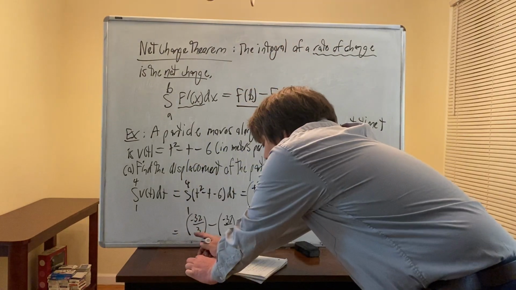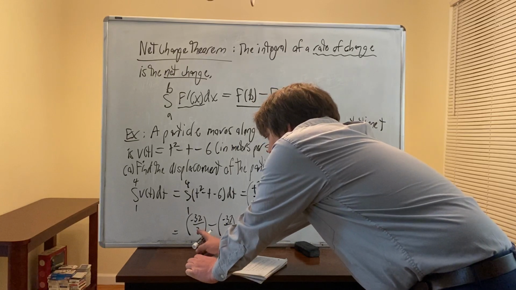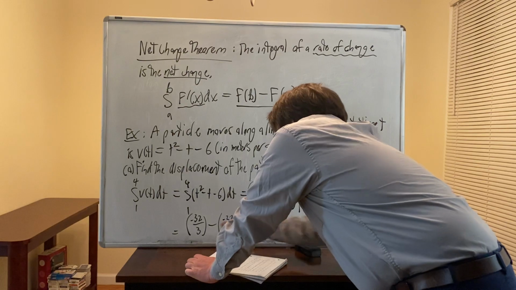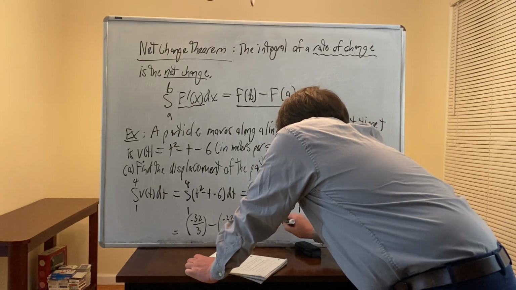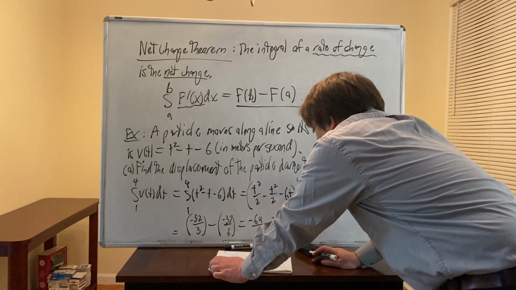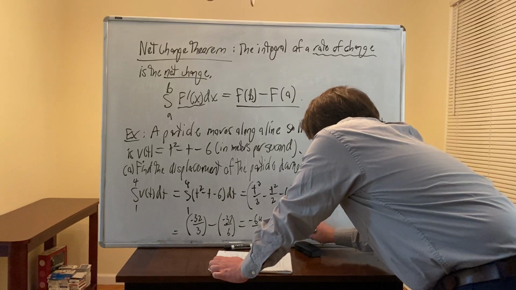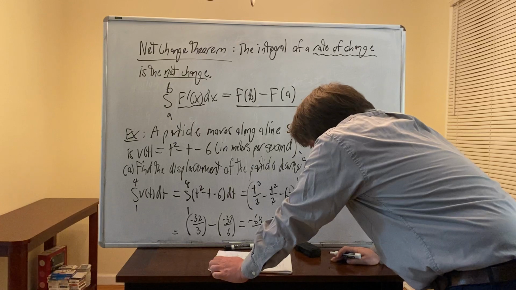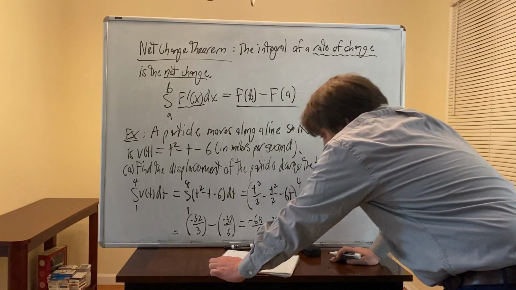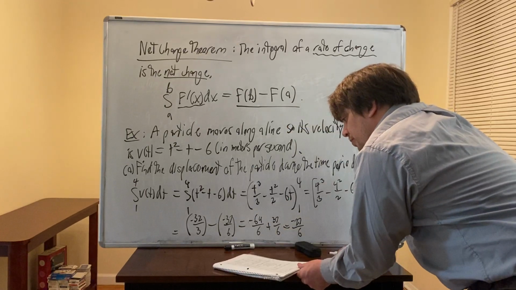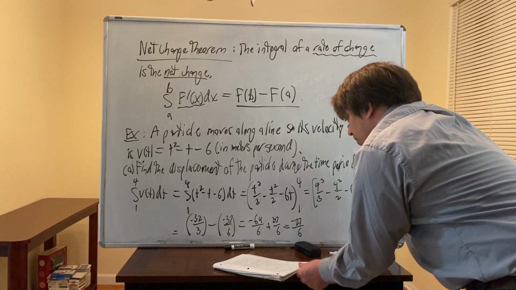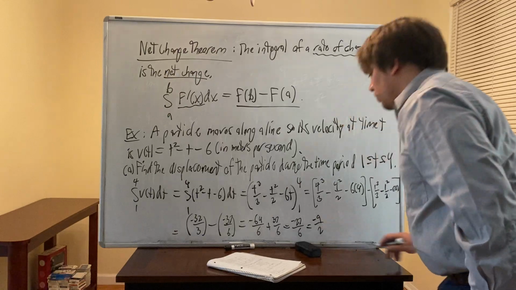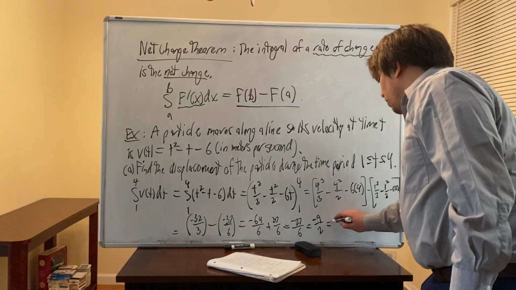So negative 32 over 3 is the same as negative 64 over 6. This is the same as negative 64 over 6 plus 37 over 6. That's the same as negative 27 over 6. Okay, and so in simplest form, that's negative 9 over 2, or negative 4.5.